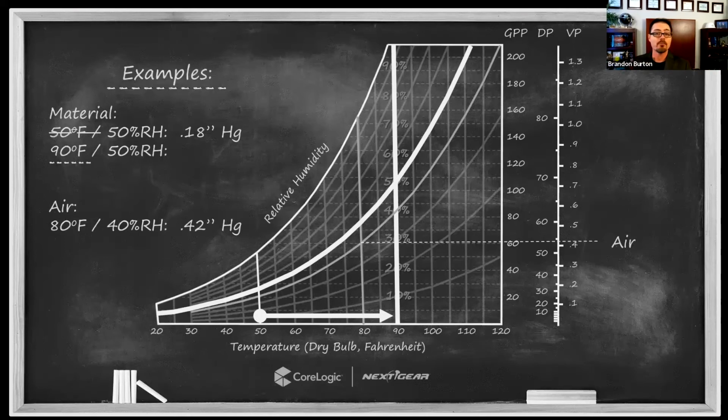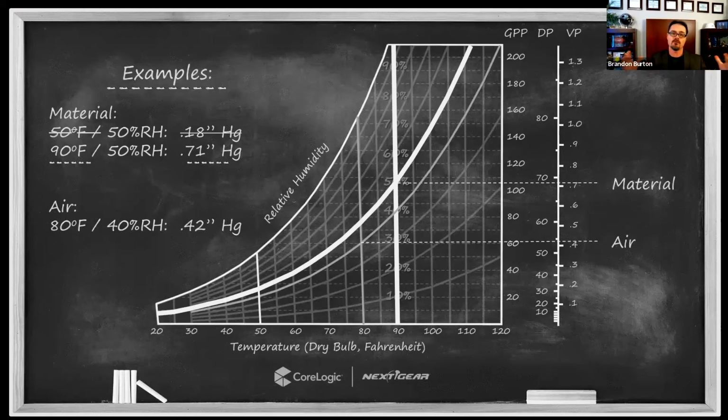So now we get a new vapor pressure. The new vapor pressure is at 90 degrees and that same 50% relative. In other words, that new vapor pressure is 0.71 inches of mercury. Now, water is coming out of the material with a force of 0.71. The air is only pushing back at 0.42. Which direction is the water going to travel? The water is going to leave the material. Drying is going to occur.